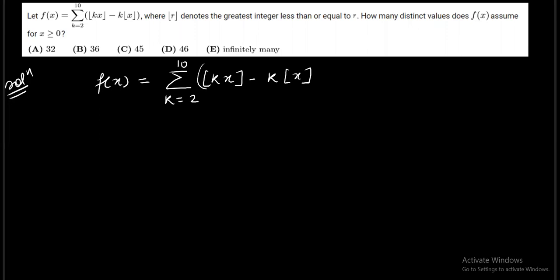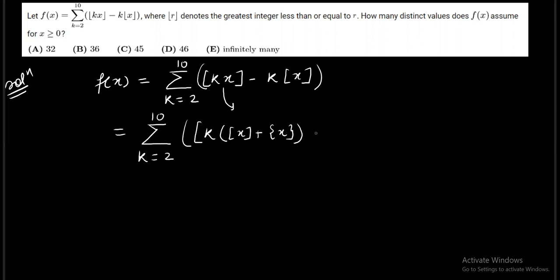Okay. My next step is going to be, I'm going to rewrite this expression. See how we can write it. I'm going to write sigma k is equal to 2 to 10 integral part of k times x, and x I'm going to write as integral part of x plus fractional part of x. And then we have minus k times integral part of x. See, I have created k times integral part of x over here because it was already there in the question.